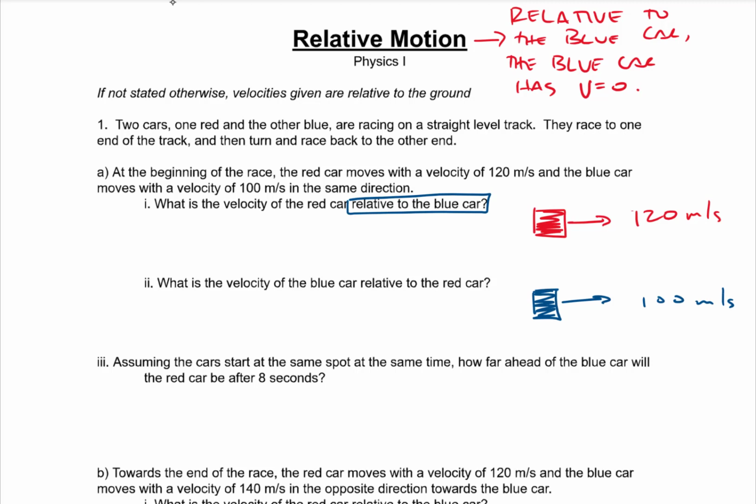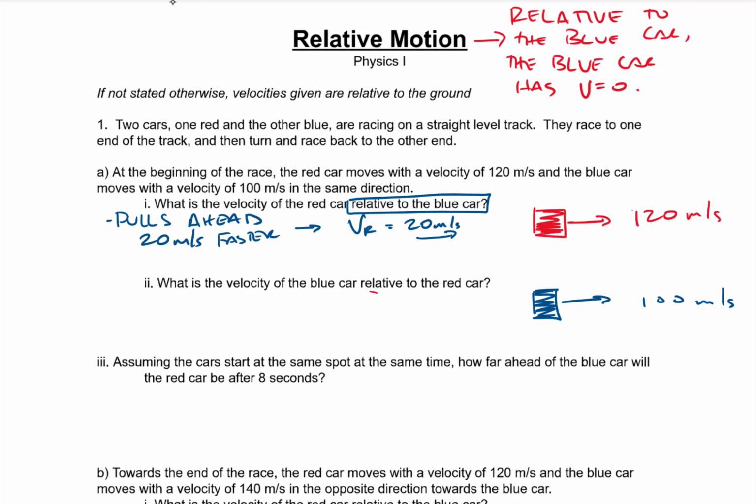Now, the blue car doesn't see it as going 120 meters per second because the blue car thinks he's at rest. So the blue car sees the red car pulling ahead. This is what he sees, 20 meters per second faster. So really, the velocity of the red car relative to the blue car is 20 meters per second in the positive direction.